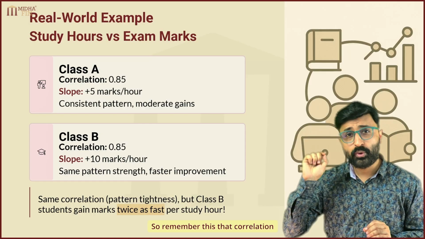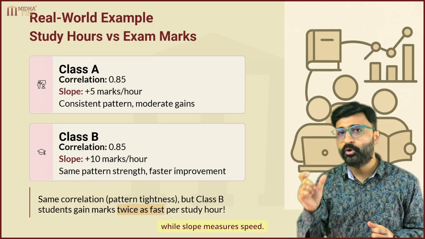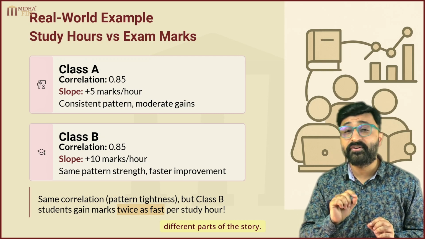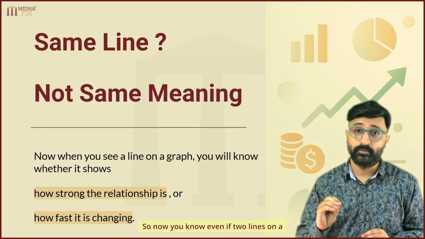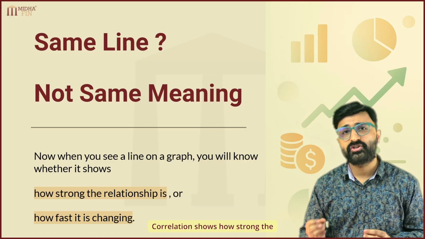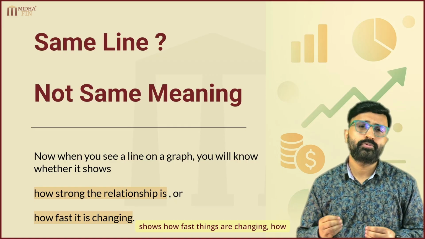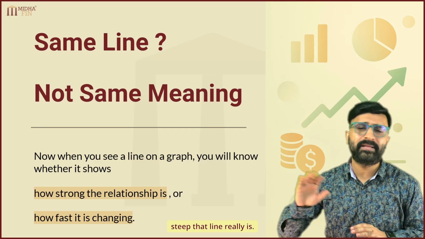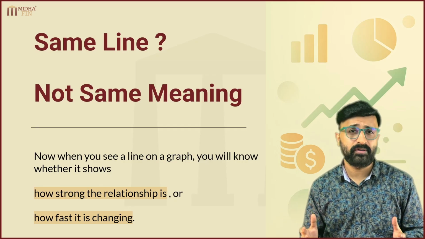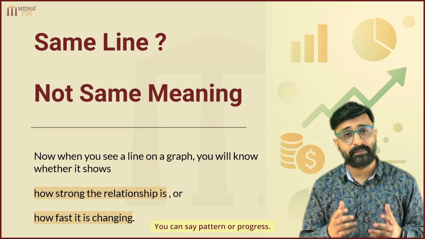So remember this, correlation measures consistency while slope measures speed. Both are about the same relationship, but they tell us different parts of the story. So now you know, even if two lines on a graph look similar, they might not mean the same thing. Correlation shows how strong the relationship is, how closely the data follows a line. Slope shows how fast things are changing, how steep that line really is. The line may look the same, but the message it carries, maybe not. Next time when you see a graph, you'll know whether it is showing strength or speed. You can say pattern or progress.